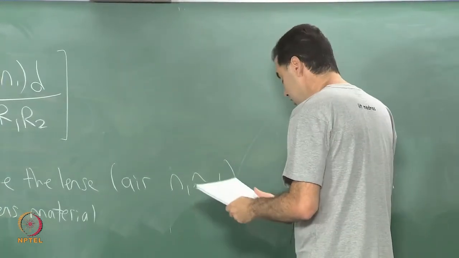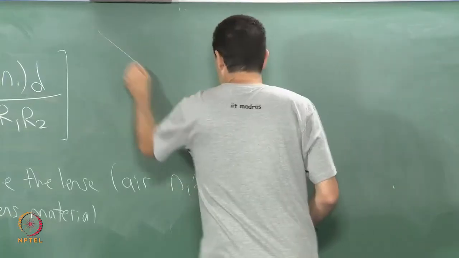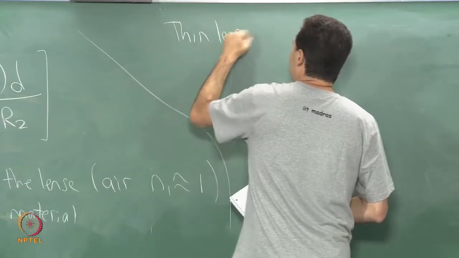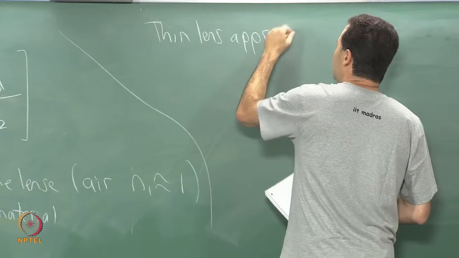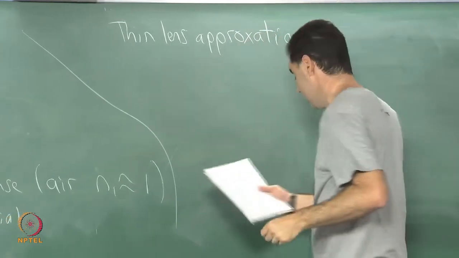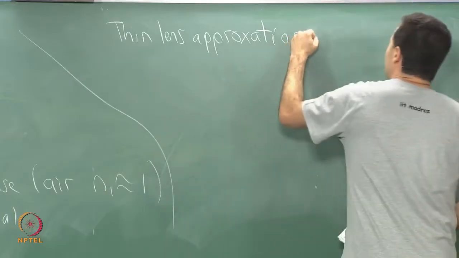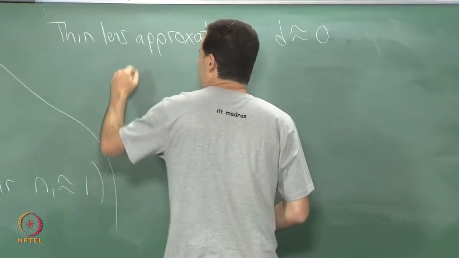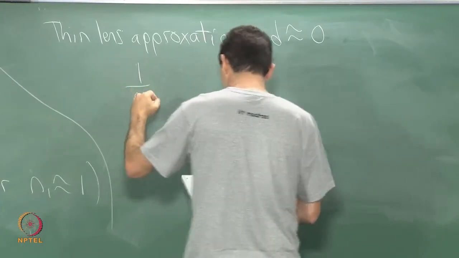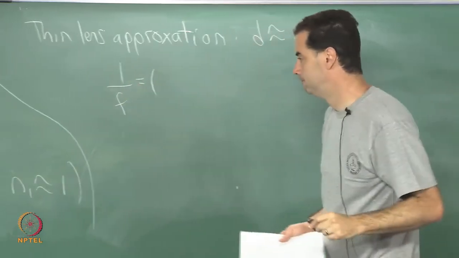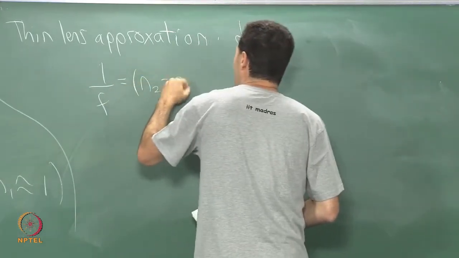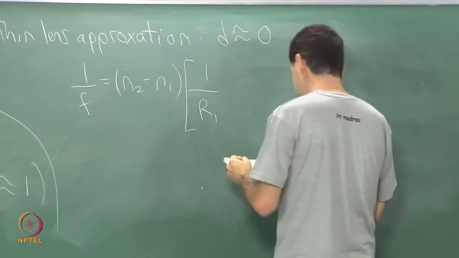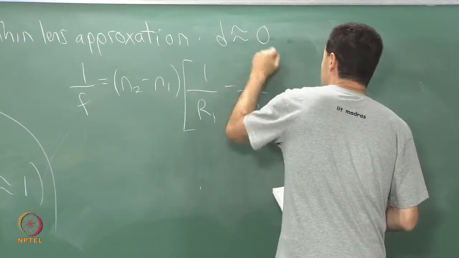There's a simple approximation that's often used to this, and I will write that here. It's called the thin lens approximation. This is much more common now, after this approximation where we get rid of this D parameter. So here we say D is approximately equal to 0, in which case the lens maker's equation simplifies to 1 over F equals N2 minus N1, so it's the difference in refractive indices, times 1 over R1 minus 1 over R2.